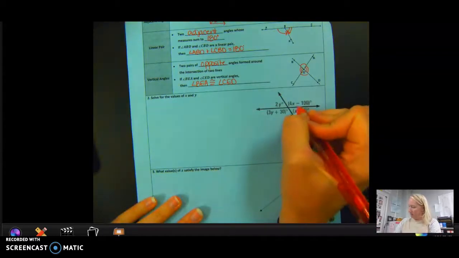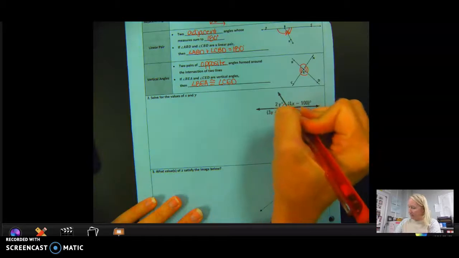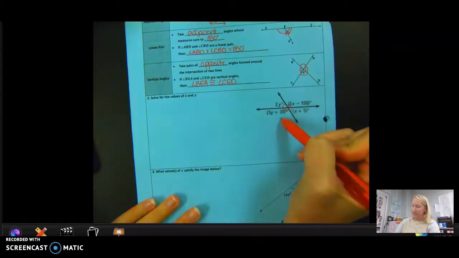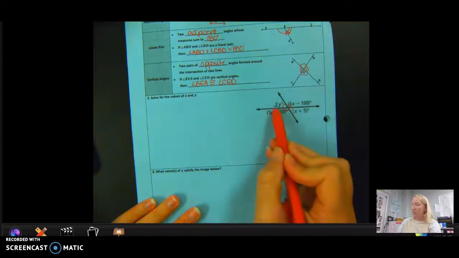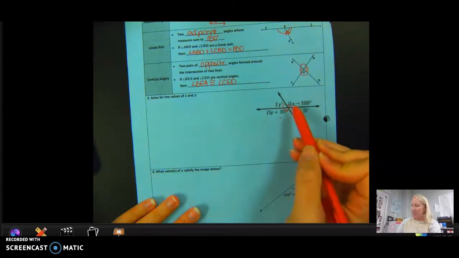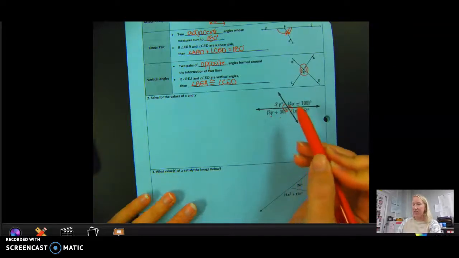On number 2, we're going to solve for x and y. We know this guy equals this guy because those are vertical, and this guy equals this guy. Those are vertical. So one way I could solve this is say this equals this, or 2y equals x plus 5. However, I can't actually do that on this problem because I can't put x's equal to y's. You can't have two different variables.